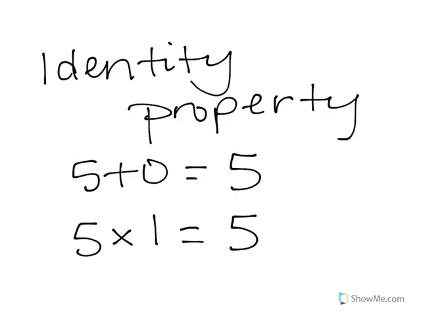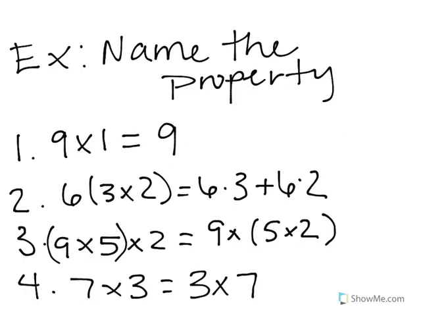This property just says that a number plus 0 is that number, or a number times 1 is that number. So for example, 5 plus 0 equals 5, and 5 times 1 equals 5. So the identity property just says a number that's added to 0 is that number. It keeps its identity. Or a number multiplied by 1 is that number. It keeps its identity.